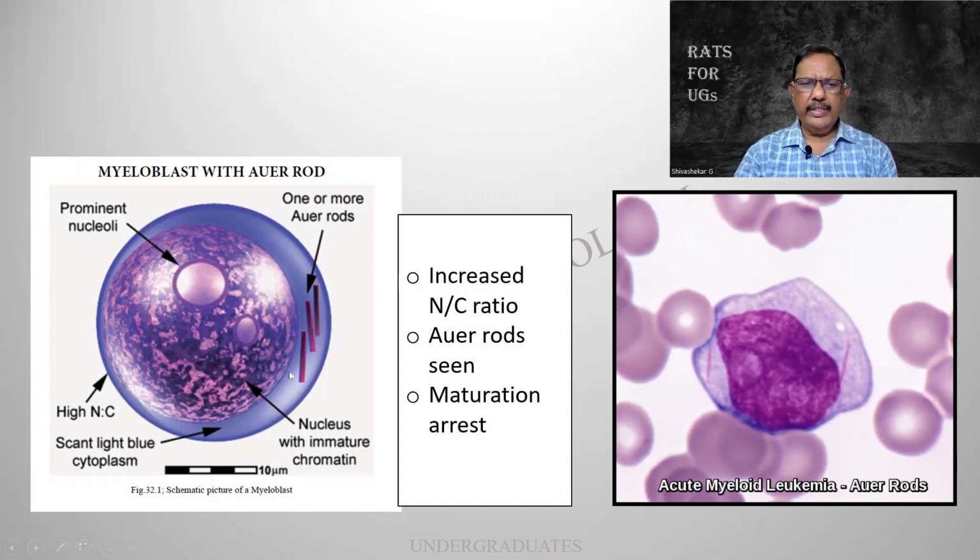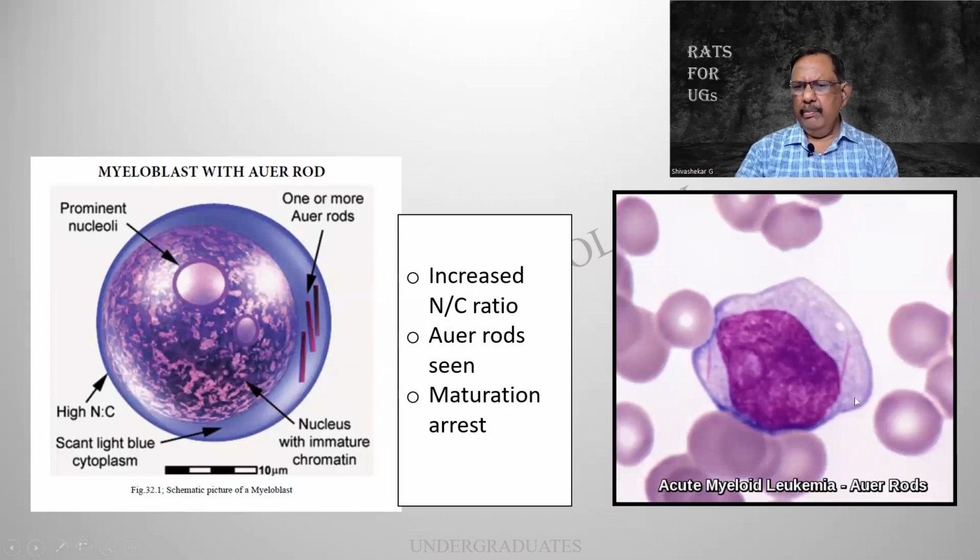And you will have to describe this cell. The cell is large. It has got a large nucleus. It has got prominent nucleoli. The nuclear cytoplasmic ratio, this is the nucleus, this is the cytoplasm. Therefore, the ratio is increased. And in the cytoplasm, I can see some inclusions, rod-shaped inclusions called R.A.T.S. So this is the scale. So 10 microns means it is almost going to 20 microns in diameter. So that will be important.